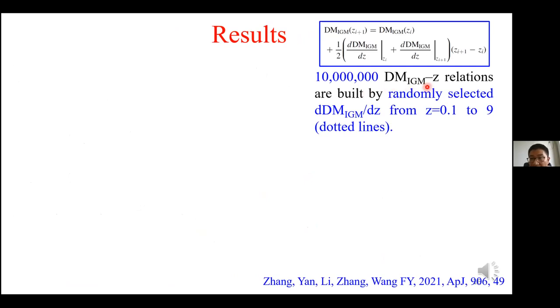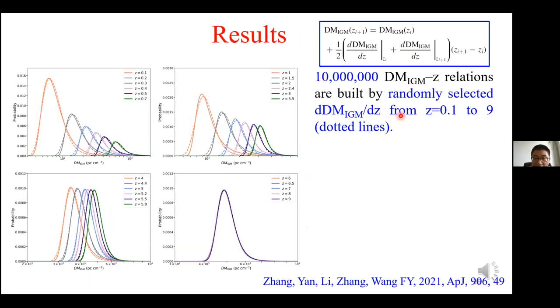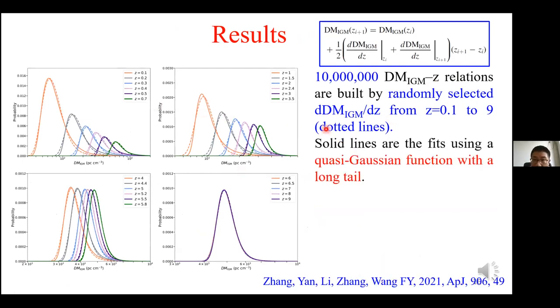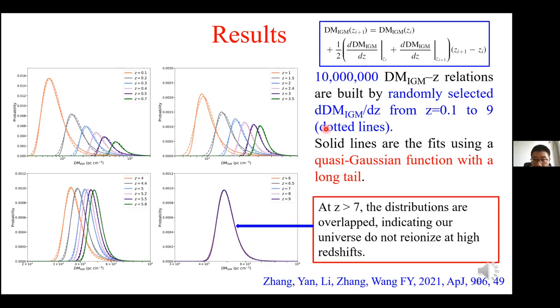Then ten million DM-IGM-z relations are built by randomly selecting DM-IGM dz from 0.1 to 9, shown as the dotted lines. The solid lines are the fits using a quasi-Gaussian function with a long tail. At redshift less than 7, the distributions of DM-IGM are overlapped, indicating that our universe is not reionized at high redshift.